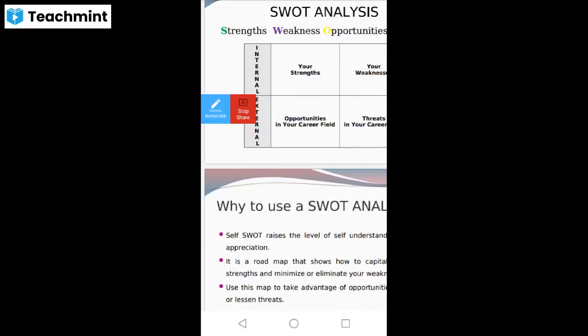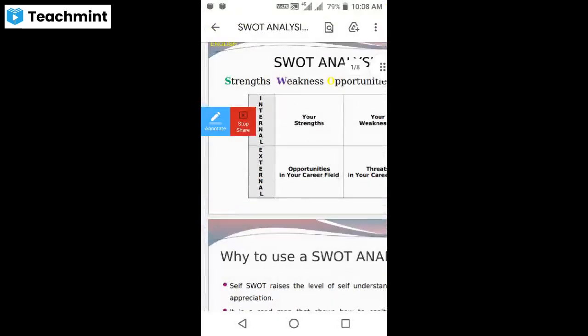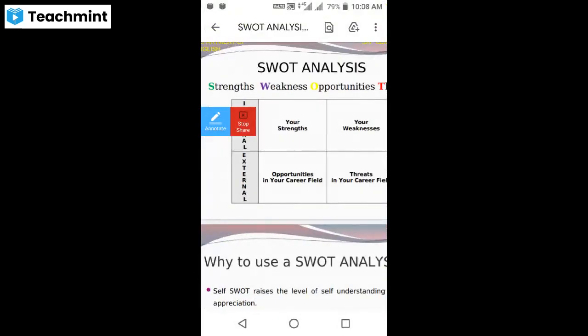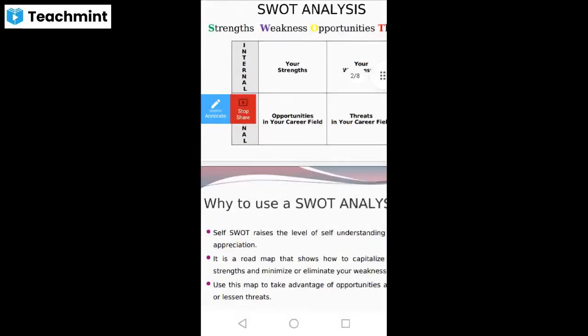Look at this. These amount to the internal strengths, your strengths and your weaknesses. Suppose you want to achieve anything, you have to analyze it first. What kind of strengths I have? What kind of weaknesses I have? This is called internal analysis.